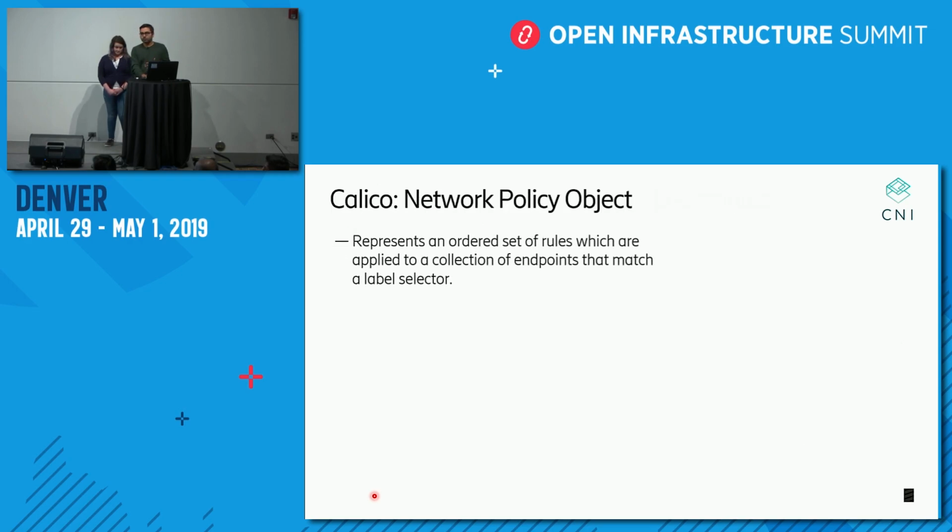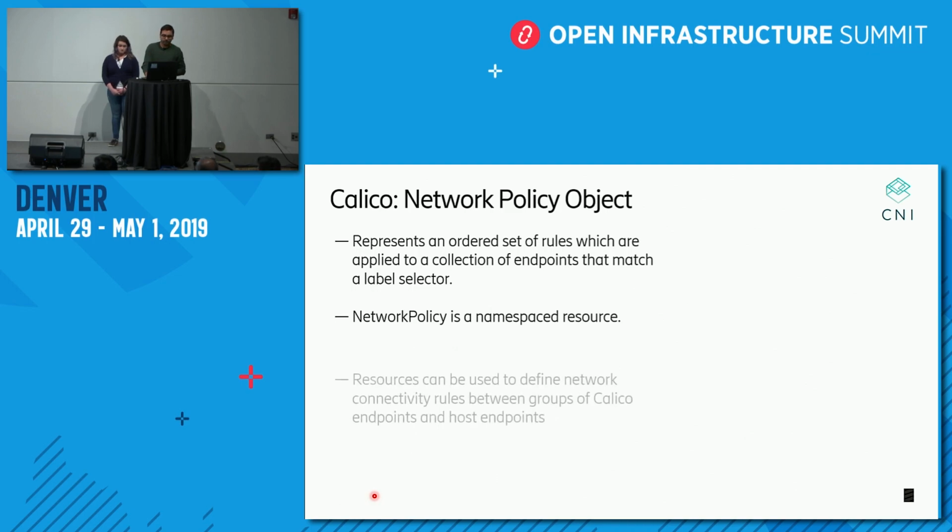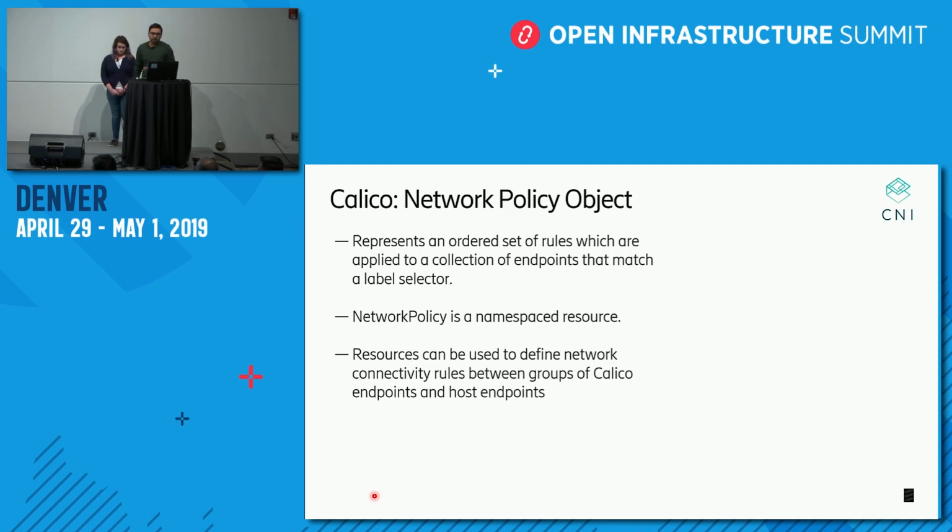Now taking a look at Calico's network policy object. Again, it represents an ordered set of rules which are applied to a collection of endpoints that match a label selector. So it's pretty similar to what Kubernetes sees as a network policy object. And network policy within Calico is a namespaced resource. So if you apply a network policy object, it will be confined to one namespace. This is used to define network connectivity rules between Calico endpoints and host endpoints.